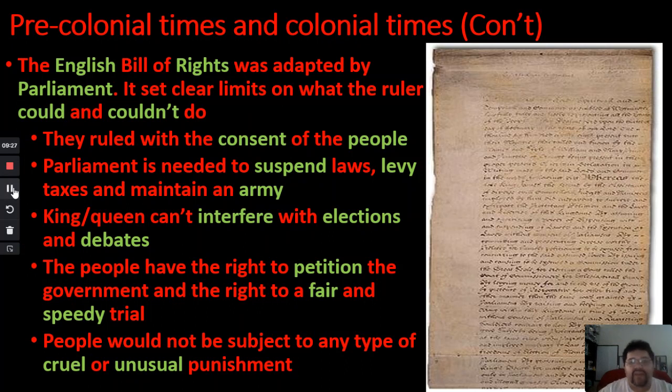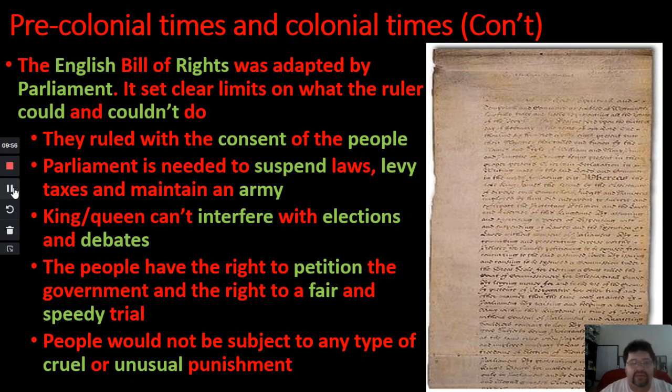So this gave rise to the English Bill of Rights, which was adopted by Parliament. Okay, and as you can see from that paper, that's it right there. And the thing is, it set clear limits on what the rulers could and couldn't do. Basically, one of the first things it said was the ruler, the king, whoever it may be, ruled with the consent of the people. If the people didn't like their king, they could get rid of him.